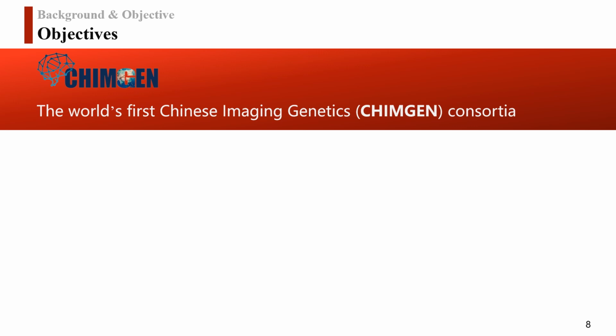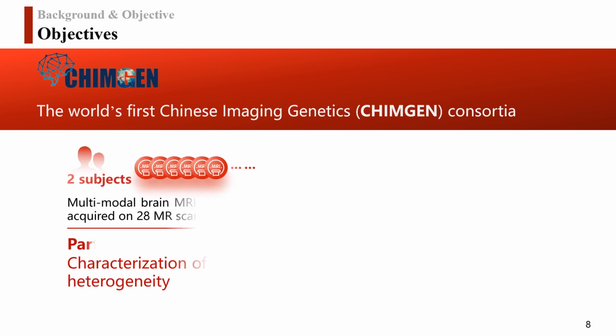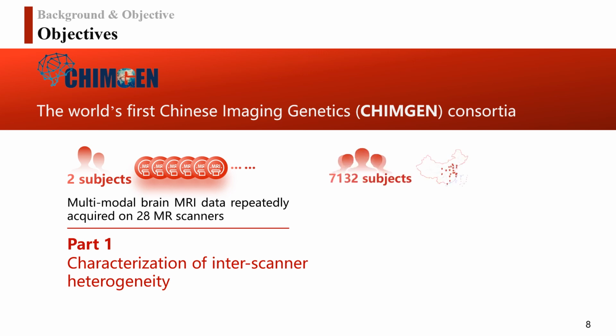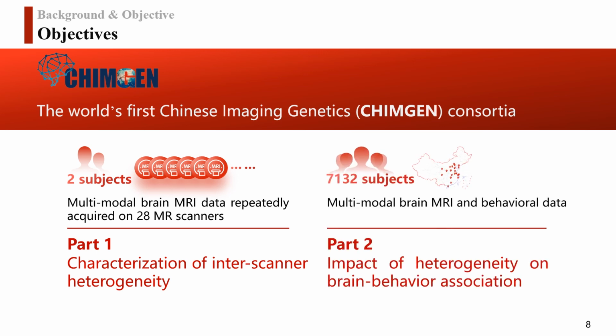To address these issues, we conducted two analyses based on the data of imaging consortia. The first analysis utilized multi-modal brain MRI data repeatedly acquired on 28 MR scanners to characterize the interscanner heterogeneity of multi-modal brain metrics, both before and after data harmonization. We then investigated the impact of heterogeneity on brain behavioral association, as well as the effect of data harmonization on improving the detection of brain behavioral association, by using the multi-modal brain MRI and behavioral data for approximately 7,000 subjects.